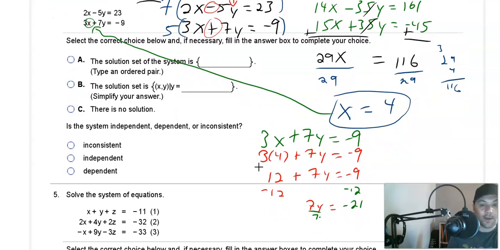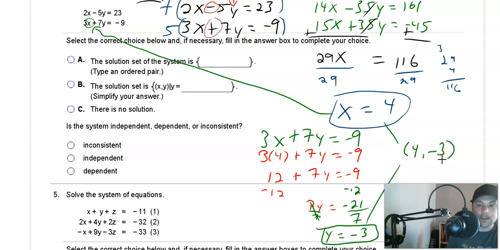All right, so we divide by 7 on both sides. And then the 7's here cancel out, and I get y is equal to negative 3. And now it's glitching on me. Undo those marks. y is equal to negative 3. And so my final answer should be as an ordered pair. x goes first, so 4, comma, negative 3.